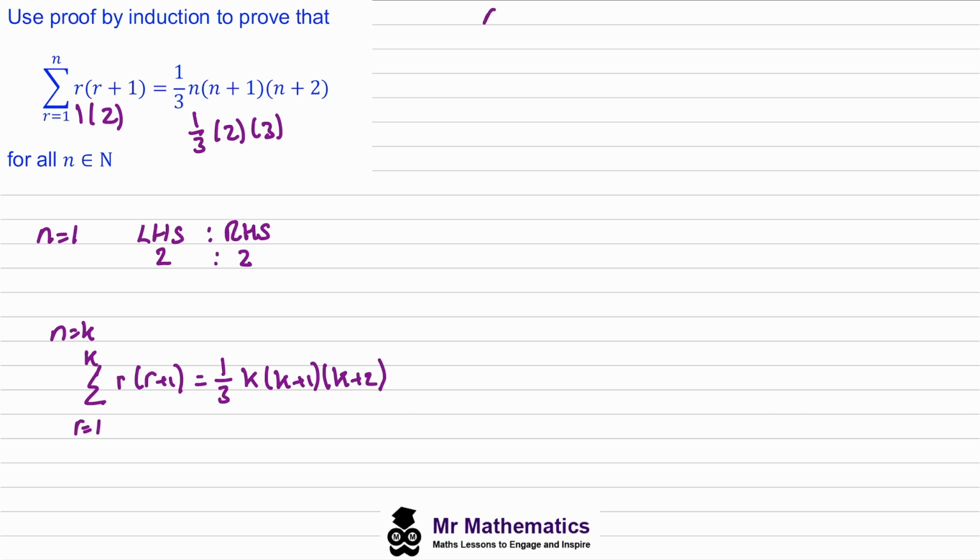Then for our induction, when n equals k plus 1, we're looking at the sum between the first term and the k plus 1 term of r lots of r plus 1 being equal to the sum of all the terms up to the kth term plus the final term, which is when r equals k plus 1. So we'll substitute that into here. We get r multiplied by r plus 1. And when we substitute r equals k plus 1, this becomes k plus 2.